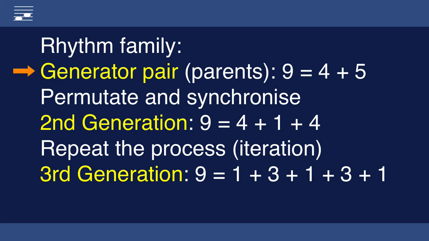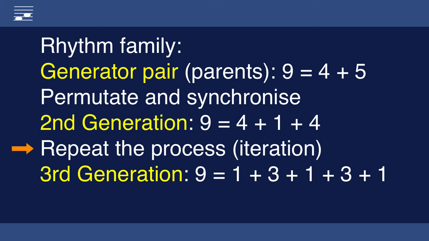Generations of rhythmic patterns are based on 2 generator numbers, here 4 and 5 time units. Applying the process of permutation and synchronization, we obtain the next generation, a subdivision of the 9 time units into 4 plus 1 plus 4. This process is described and demonstrated in my ebook.